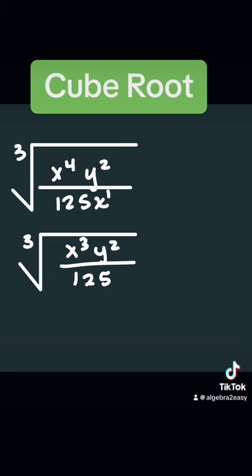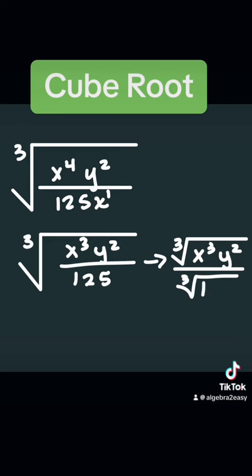Now, you're kind of stuck, and the way that we're going to get unstuck is to separate the two radicals. So I truthfully could rewrite this as the cube root of x cubed y squared divided by the cube root of just 125. So let's do that. What's great is that we know that 125 is a perfect cube. So you can take the cube root of this and then the radical is gone. The cube root of 125 is 5.